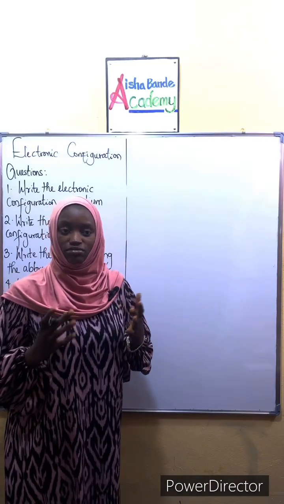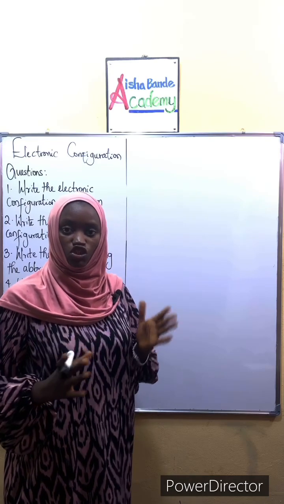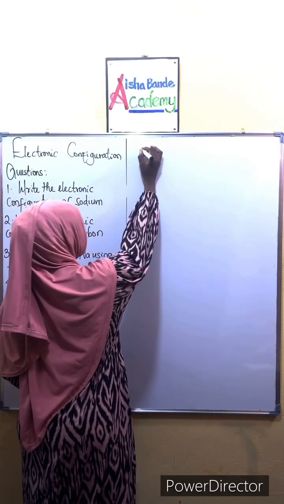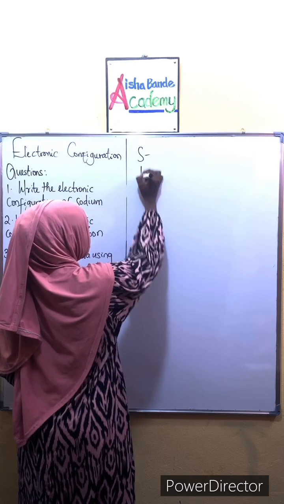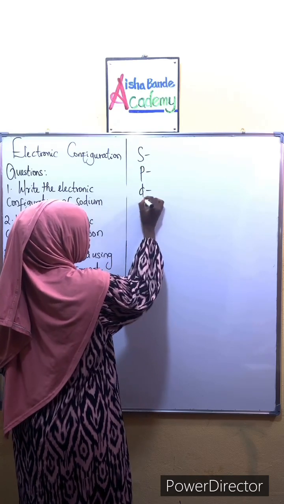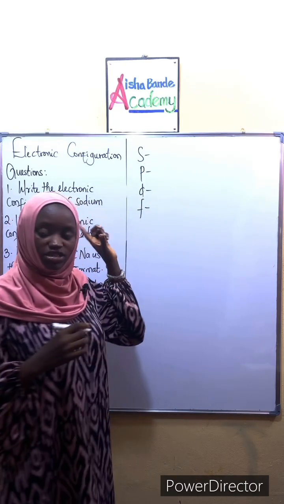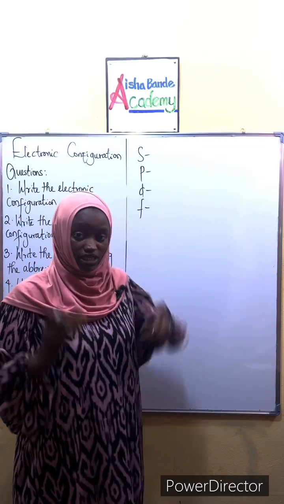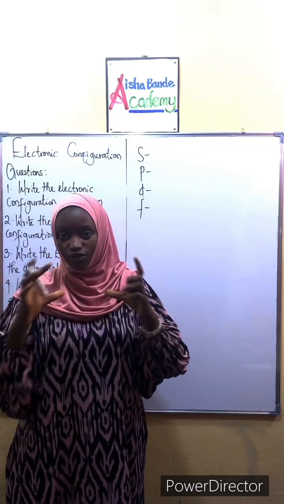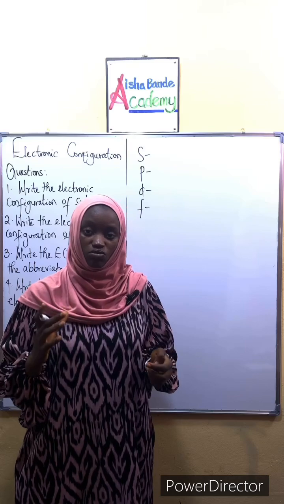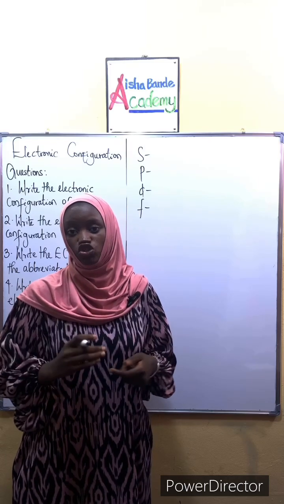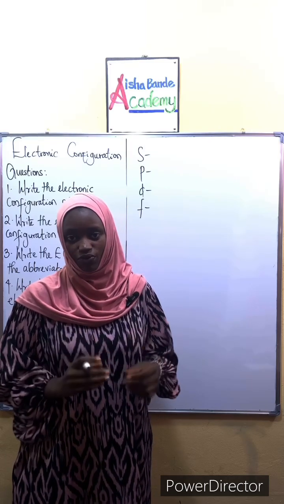So let's look at the explanation of the four orbitals I mentioned earlier: the s orbital, p orbital, the d orbital, and also the f orbital. The first orbital, which is the s orbital, has a spherical shape, and at the nucleus of an atom, in this s orbital, the probability of finding an electron is very high.